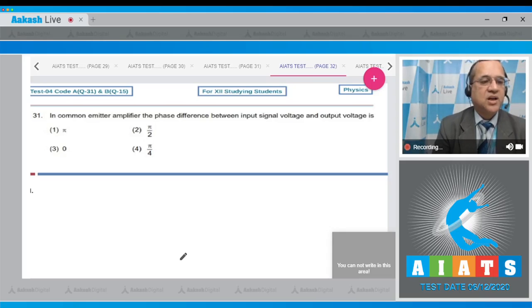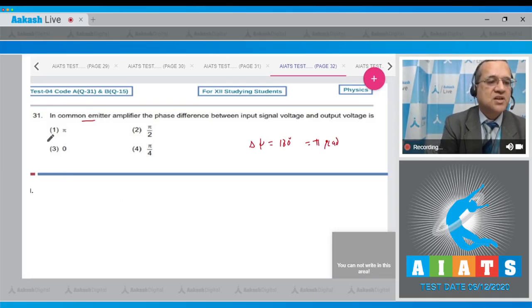Question number 31. In a common emitter amplifier, what is the phase difference between the input signal voltage and the output signal voltage? Do you know that in case of a common emitter amplifier, the output is 180 degrees out of phase. The phase difference is equal to 180 degrees, and that in radians is equal to pi radians. So the correct option is the first option.